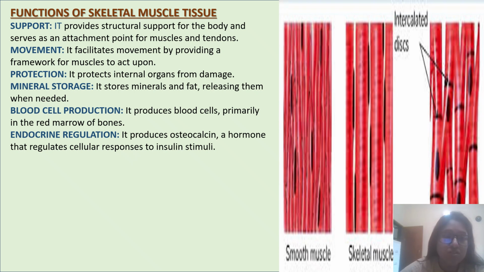Mineral storage. It stores minerals and fat, releasing them when needed. Blood cell production. It produces blood cells primarily in the red marrow of bones. Endocrine regulation. It produces osteocalcin, a hormone that regulates cellular response to insulin stimuli.